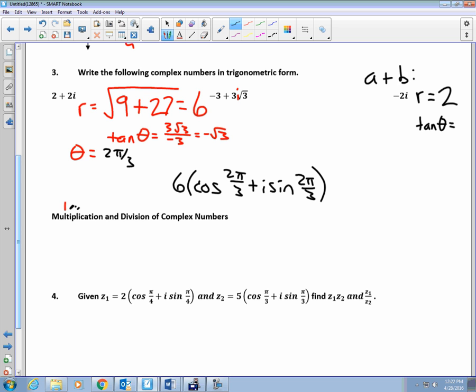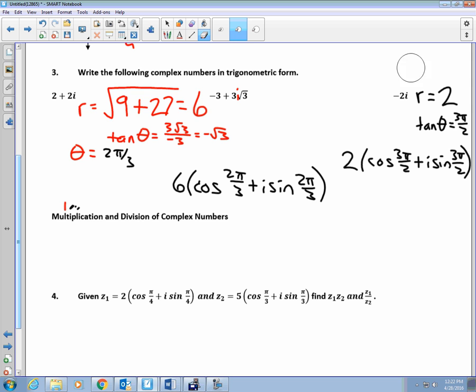Okay, what is 270 in radians? 3 pi over 2. I knew it was at 270 because the coordinate is negative 2i, so it goes down the y-axis. So now I have my trigonometric form: 2 times the cosine of 3 pi over 2, plus I times the sine of 3 pi over 2. Now we did that one a little bit more quickly. Some of them you can do quickly.